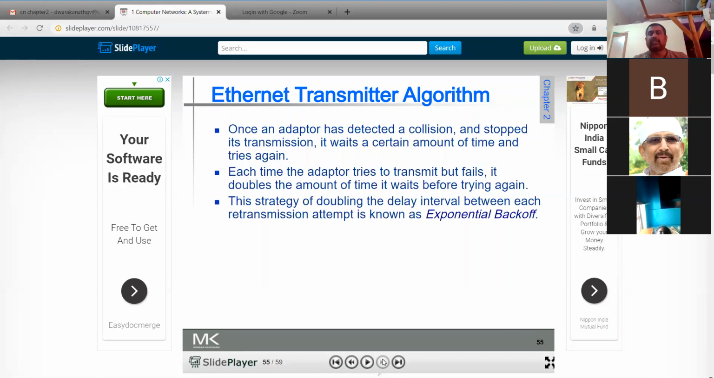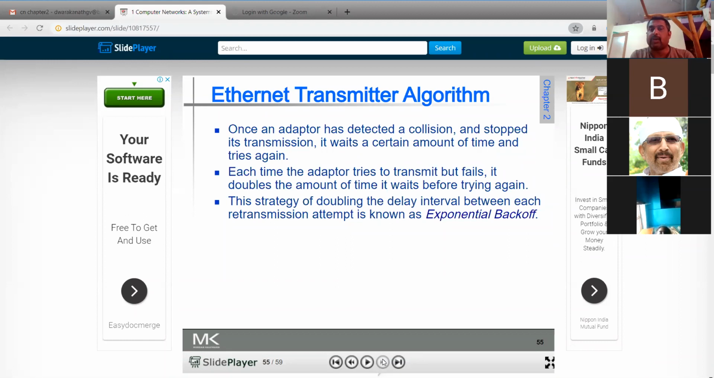Now you see in the next slide, once an adapter has detected a collision and stopped its transmission, it waits a certain amount of time and tries again. So once a collision has been detected and 32 jamming bits have been sent, it will wait to see whether another collision will occur or not. It will wait for some particular time. After waiting, if nothing has happened and the link is idle, then automatically the retransmission of the frame will be done. The waiting of a time will be there. Now how much time will it wait?